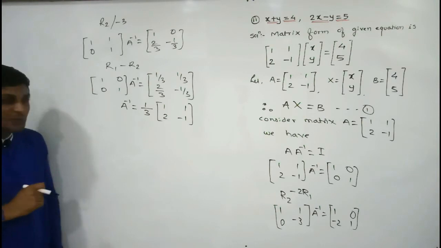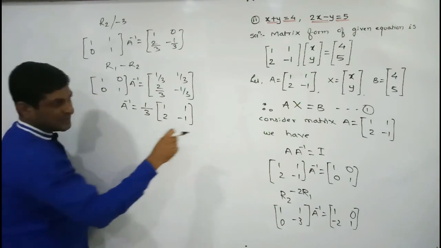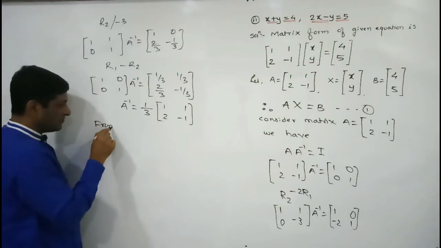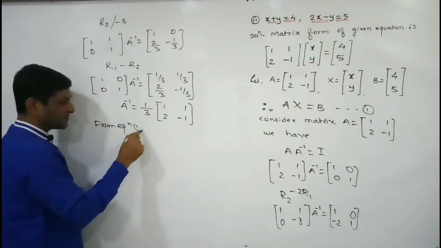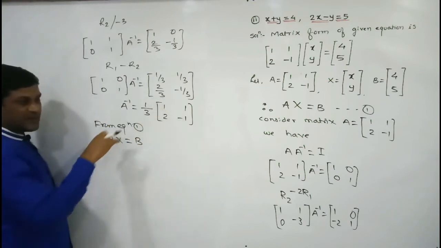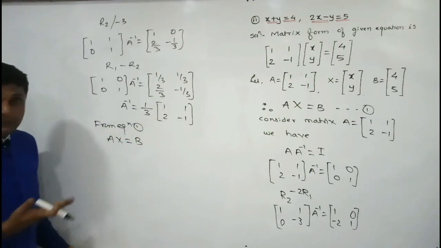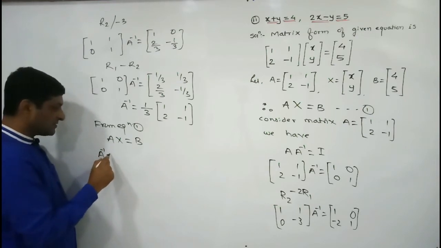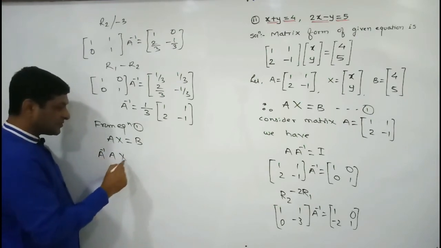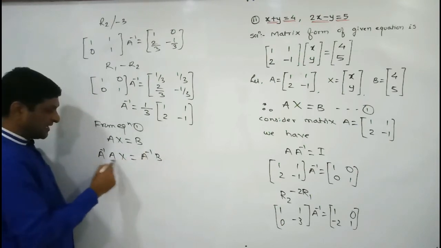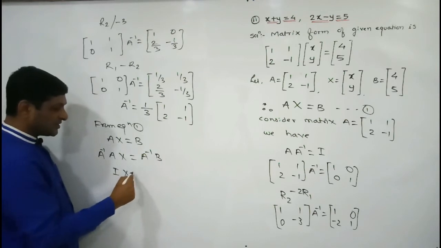Once the inverse is known to us, the next step is to consider which equation? Equation number first. From equation first, what we get is Ax is equal to b. Again we consider this equation, and as we have seen, we have to multiply both sides by A inverse. So A inverse into Ax will be equal to A inverse into b. On this side, A into A inverse is identity. X, keep it as it is.